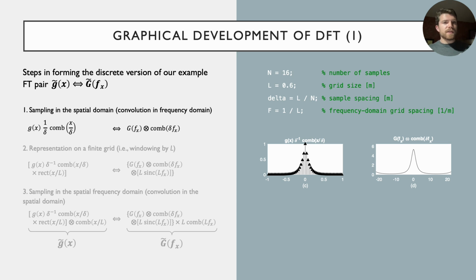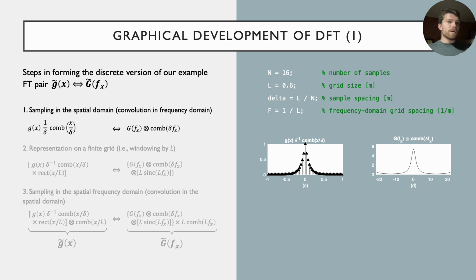So let's take a look at the first example, taking each one of these steps one at a time. Before we dive in, it's important to note that there are really two or three, depending on how you look at it, parameters to control when taking a DFT. First is the number of samples to use, the grid size or our window size, and then the sample spacings in the spatial and the frequency domain.